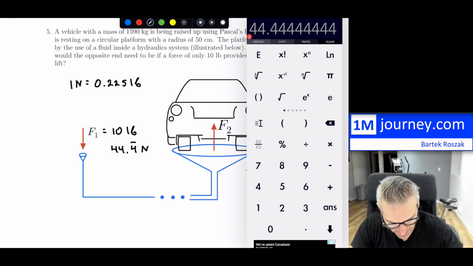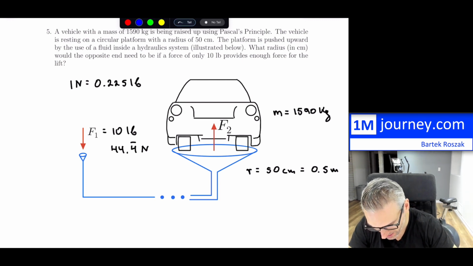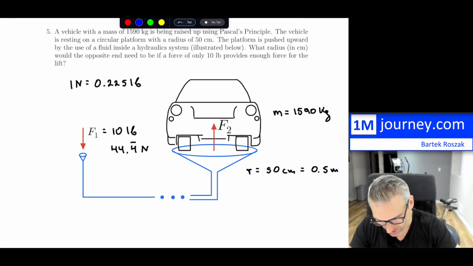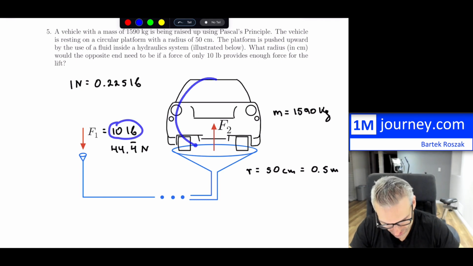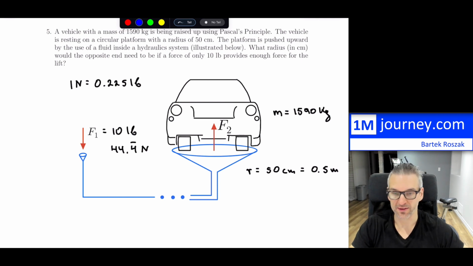Newtons. Now we want to know the radius of this little tiny device that this force is being applied onto, and we'll see that it's actually very small. And yet, we have 10 pounds, and it's lifting this enormous weight. The weight of this thing is huge.